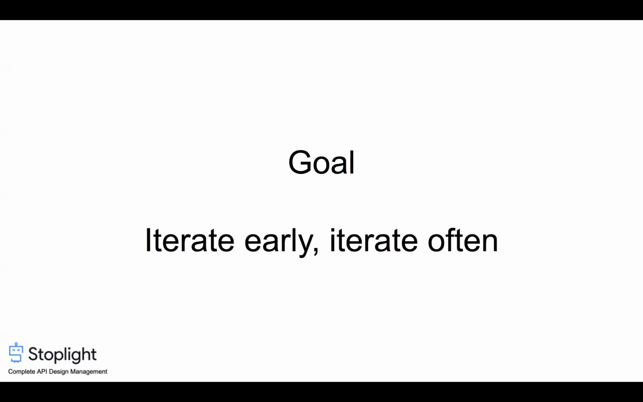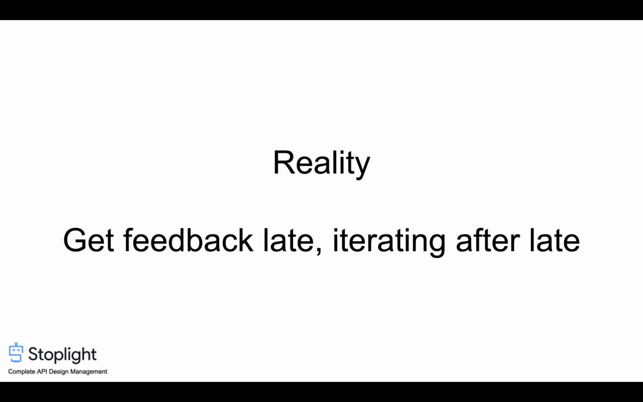I usually say it's a goal because the reality is usually more that we're getting feedback late, we're iterating late or after the fact. The reality is that we're usually waiting for feedback from our end users or from our customers. We're getting that feedback way too late in the process, so we have to go way back to the beginning and make adjustments, where that time could have been saved in terms of iteration.